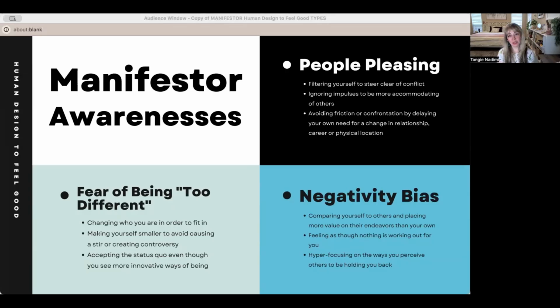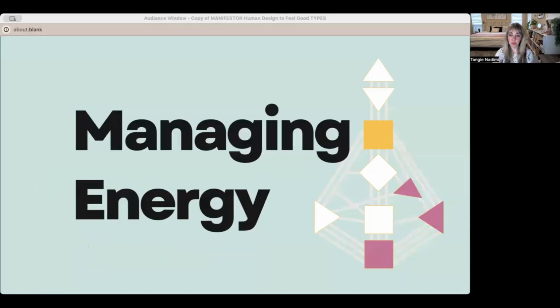Lastly, manifestors sometimes can get into a negativity bias by comparing themselves to others and placing more value on others' endeavors than their own. They may start to feel like nothing is working out for them, or they may begin hyper-focusing on the ways they perceive others to be holding them back. What a manifestor expresses with that defined motor to throat connection is what gets created into their reality. So being able to inform objectively and without judgment is super, super helpful for a manifestor.